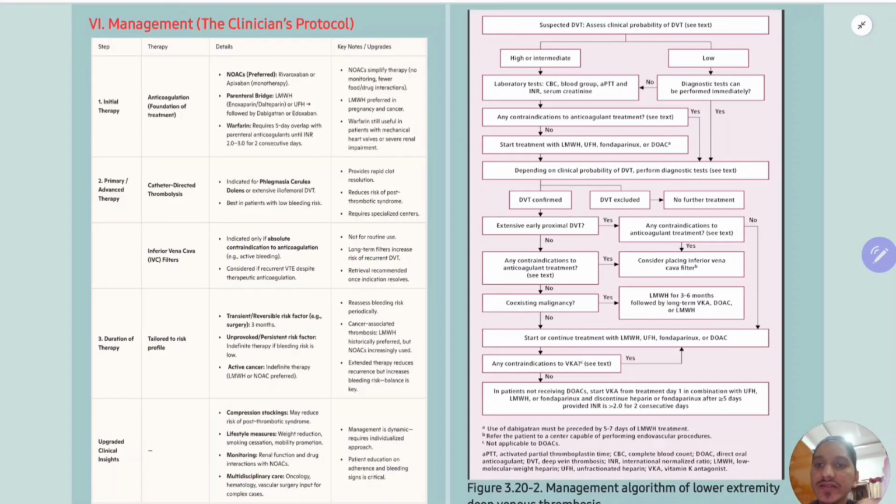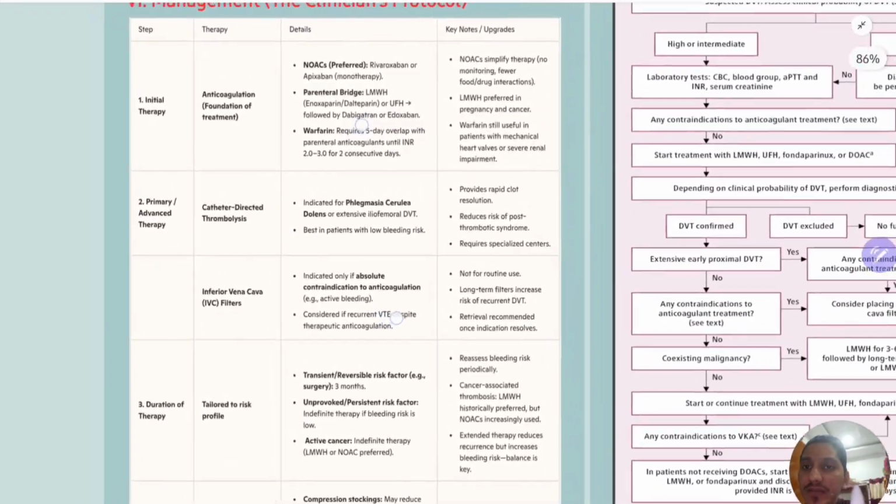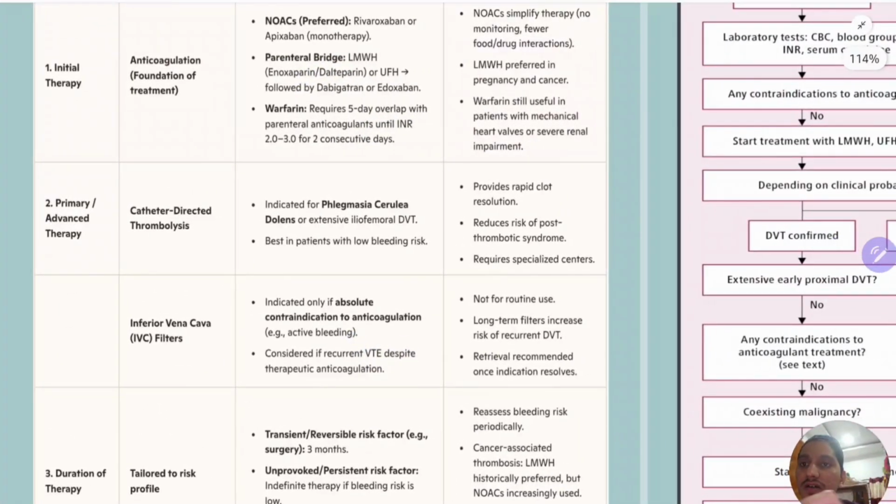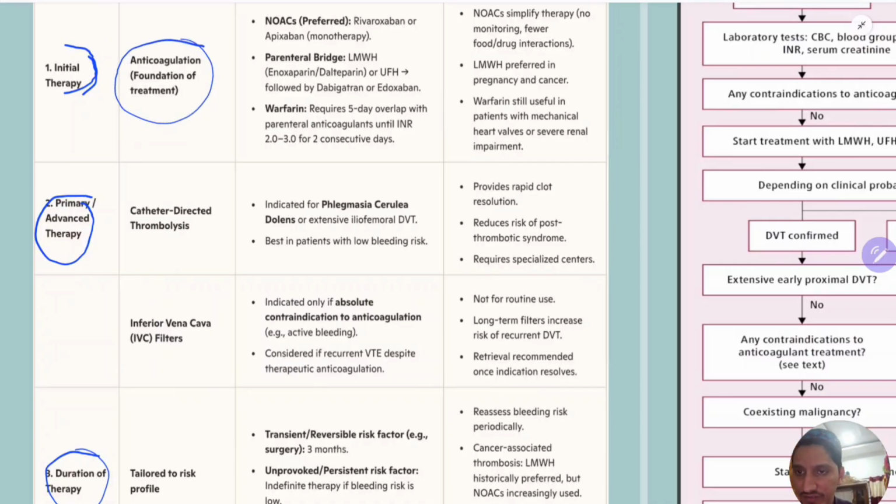Now the management. First management we will discuss. Management can be divided into 3 things: first is initial therapy, second is primary or advanced therapy, then duration of therapy. Initial therapy is usually anticoagulation. This is the foundation of treatment. In advanced therapy, you will have catheter directed thrombolysis.